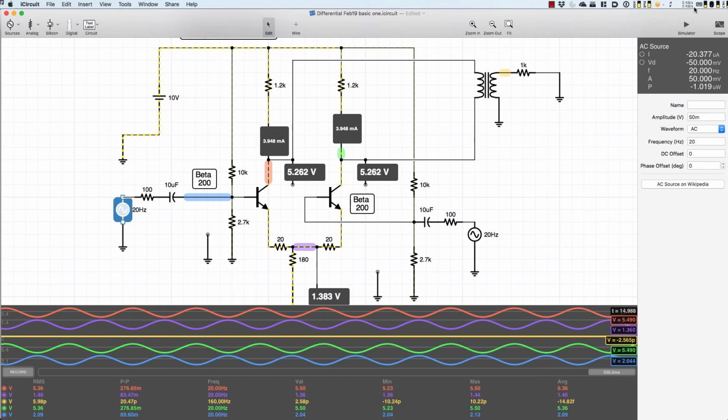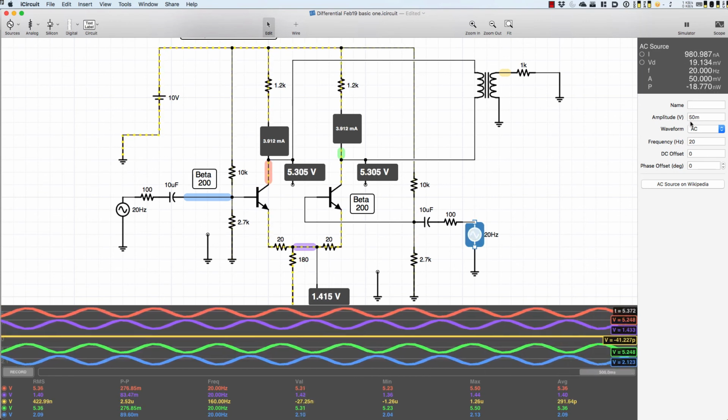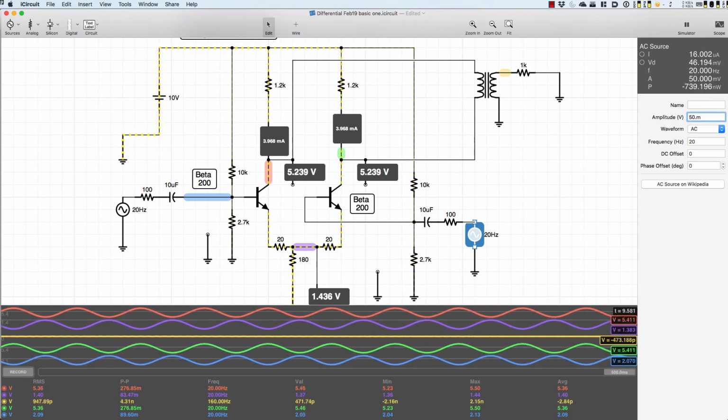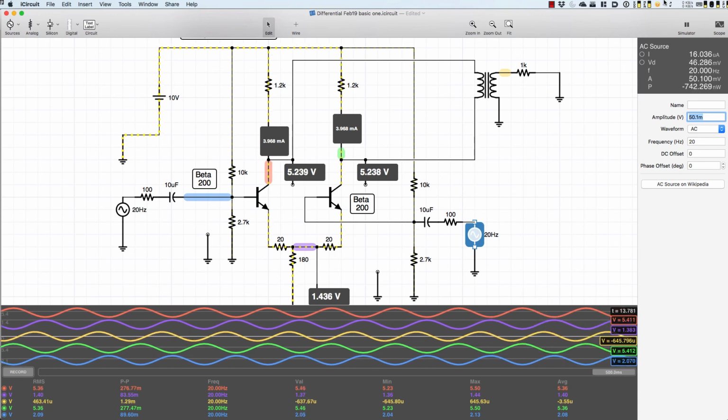Now, what I'm going to do, I'm going to start this simulator again, and I'll go in and I'll change one of these signal generators. I'll make this 50.1 millivolts. Now look what's happened.